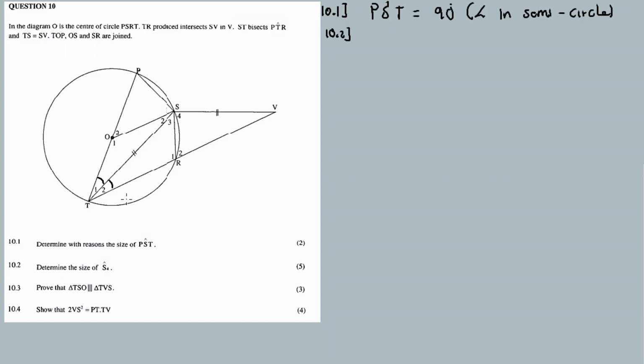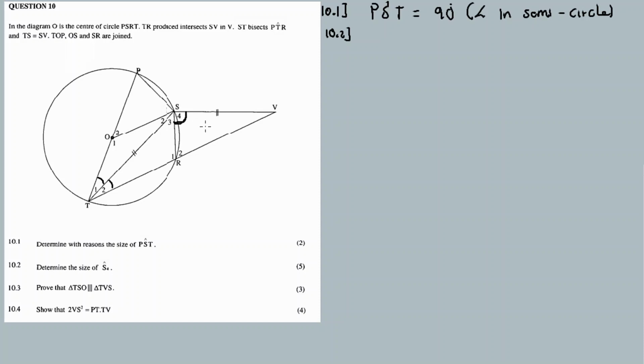Now, we need to find S4. We want the value of S4. Where do I even start? Anyway, let me approach it this way. Look now. We want S4, right?